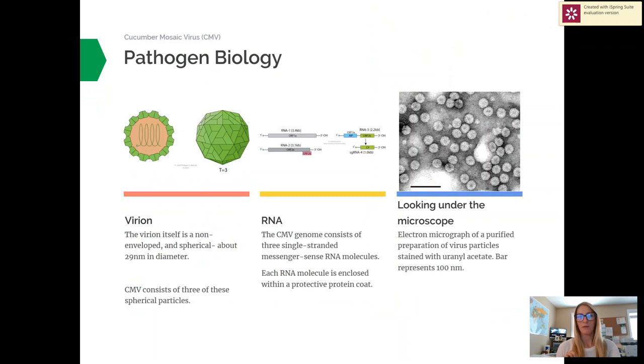A little bit of pathogen biology. The virion itself is non-enveloped, spherical, and about 29 nanometers in diameter. The CMV genome consists of 3 single-stranded messenger-sense RNA molecules, and each RNA molecule is enclosed within a protective protein coat, with each being a distinctive spherical-shaped particle. To the right of your screen is a picture of what it looks like under the electron microscope. That bar at the bottom shows the width of 100 nanometers, so you can see what it looks like in comparison.